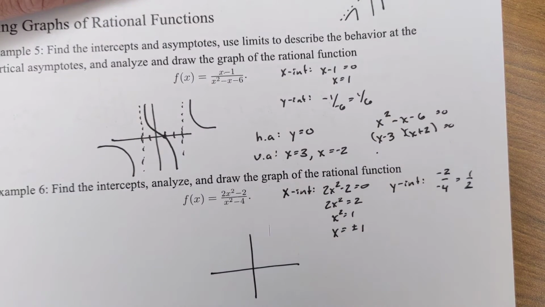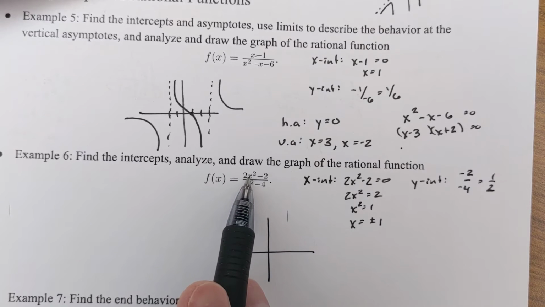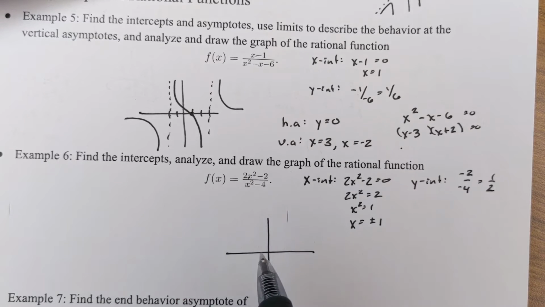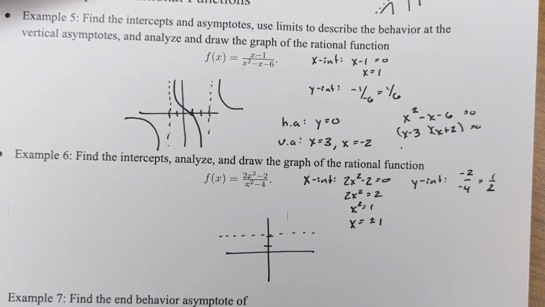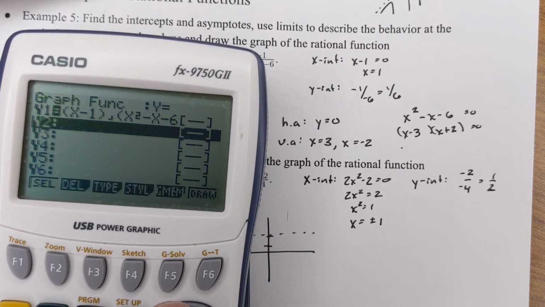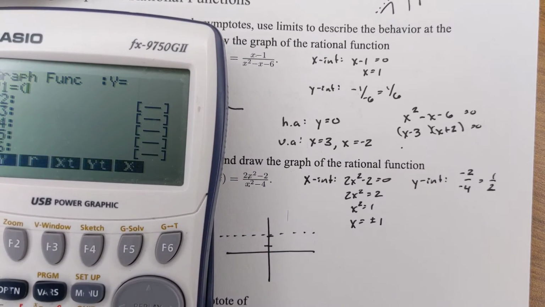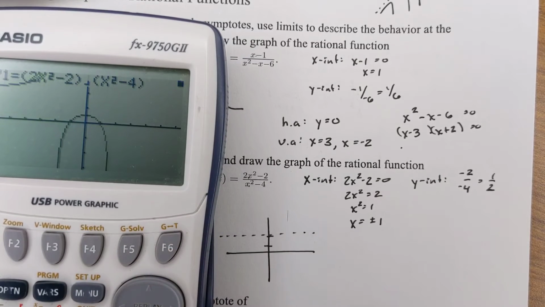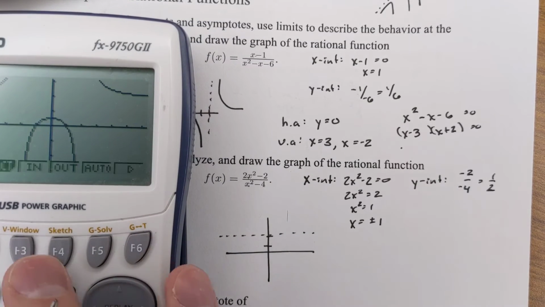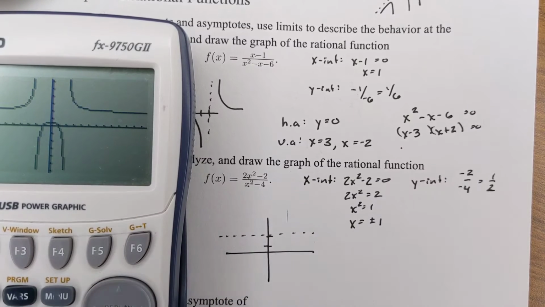So this one's going to have a horizontal asymptote at 2, because these have the same degree. So we'll just count up to here. So I know there's going to be some horizontal line there it won't cross. Let's look at the graph on my calculator then. So quantity 2x squared minus 2 over x squared minus 4. Draw. So it looks like this. We'll zoom out just a little bit. There we go. That's a little bit better.